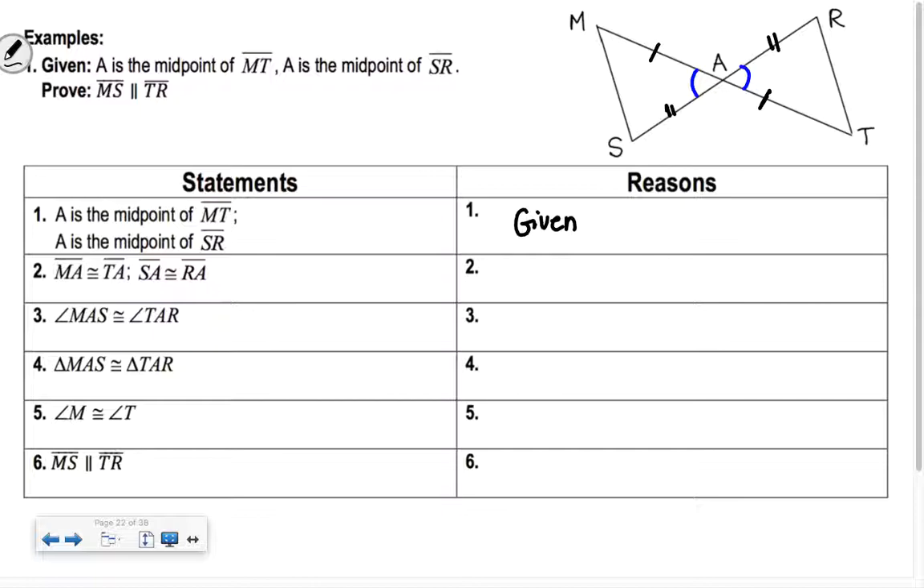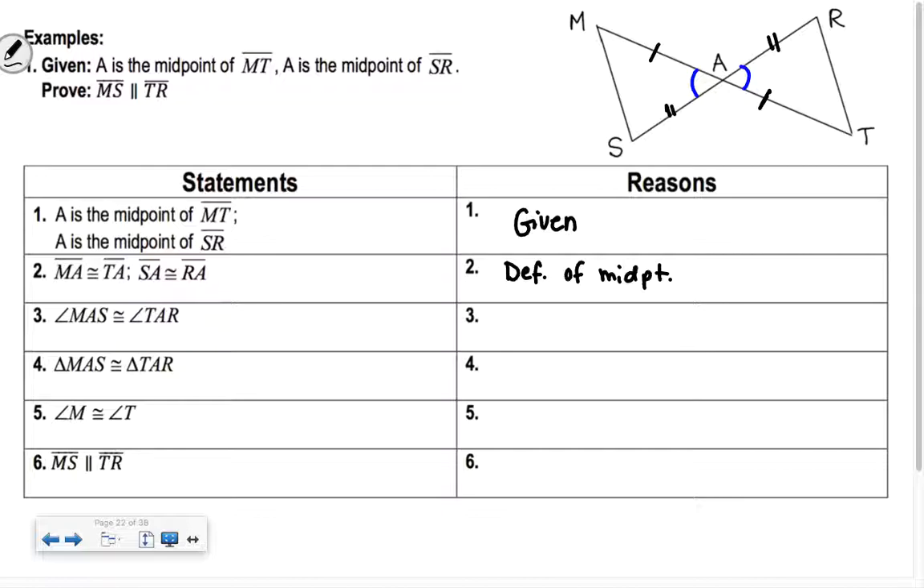Why did we know that we could draw those tick marks in? Because we used the word midpoint. So we're going to say definition of midpoint. So a midpoint breaks it into two equal pieces. Then we're going to say MAS is congruent to TAR, and that's going to be Y.